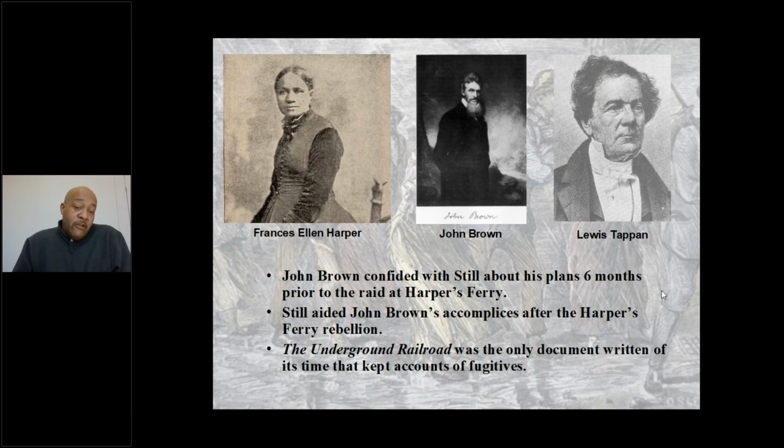The Underground Railroad was the only document written of its time that kept accounts of fugitives. William kept those narratives. People would come into his office and he would ask them, where did you come from? How did you travel here? Who was your owner? Was he nice? Were they mean? What family did you leave behind? And all that information was documented. He had to keep those documents hidden in a crypt after 1850 because of the Compromise of 1850 that was done in Congress.